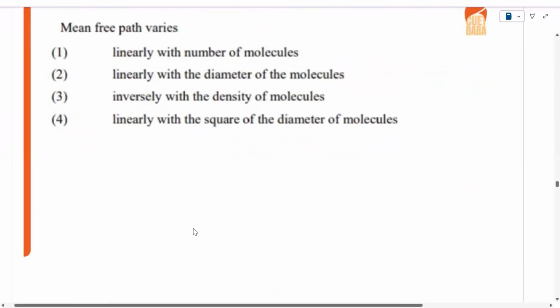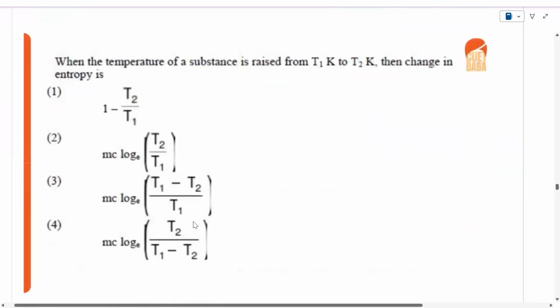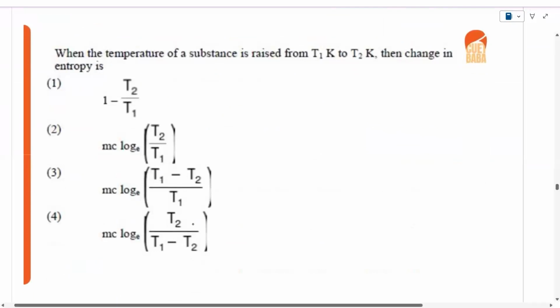Mean free path varies directly with the molecules. This question we have also done in the class. And this question also we have done in the class, that when the temperature of the substance is raised from T1 to T2, change in the entropy is mc ln T2 by T1.